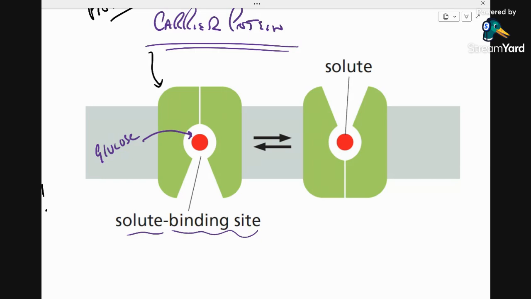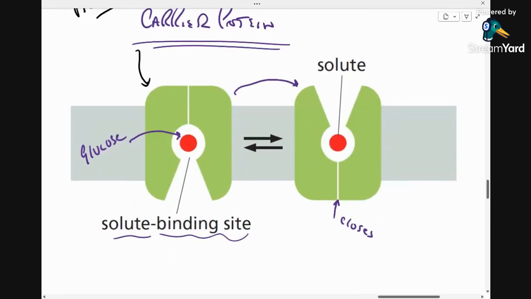And that closes the side of the protein that interacts with the bottom half, let's say the inside of the cell or the outside of the cell even, and it opens, as you can see here, a region on the other side of the membrane, and that allows the solute to then diffuse out down its concentration gradient that way.